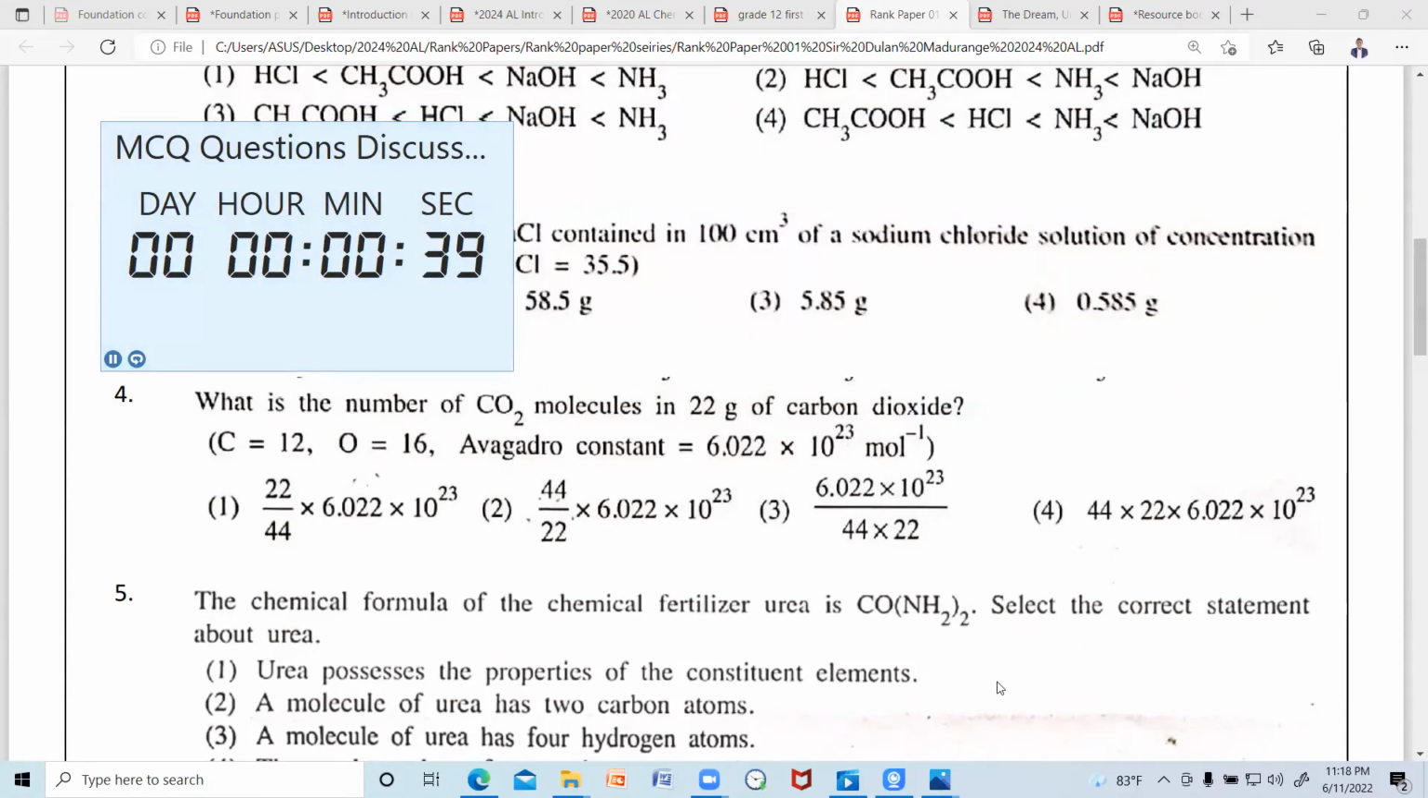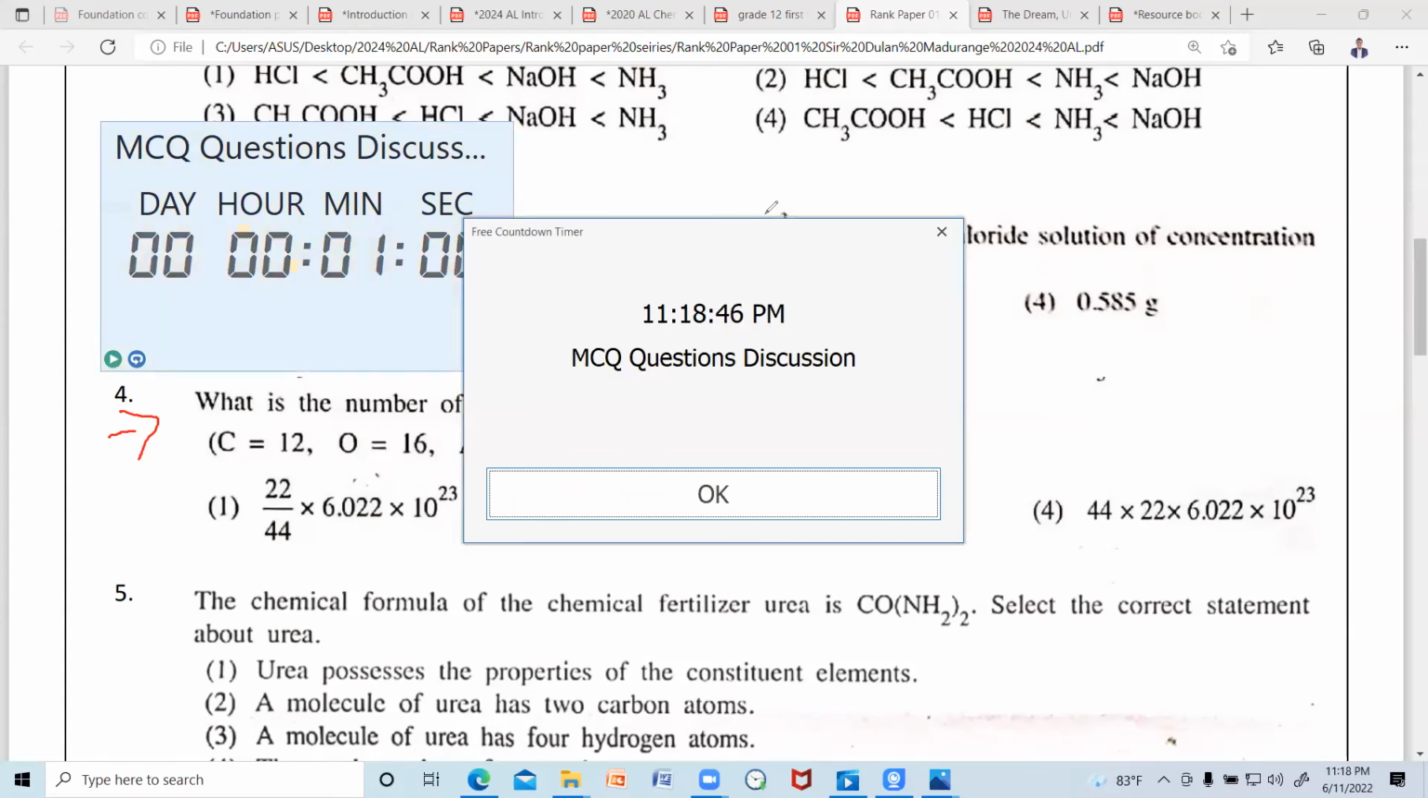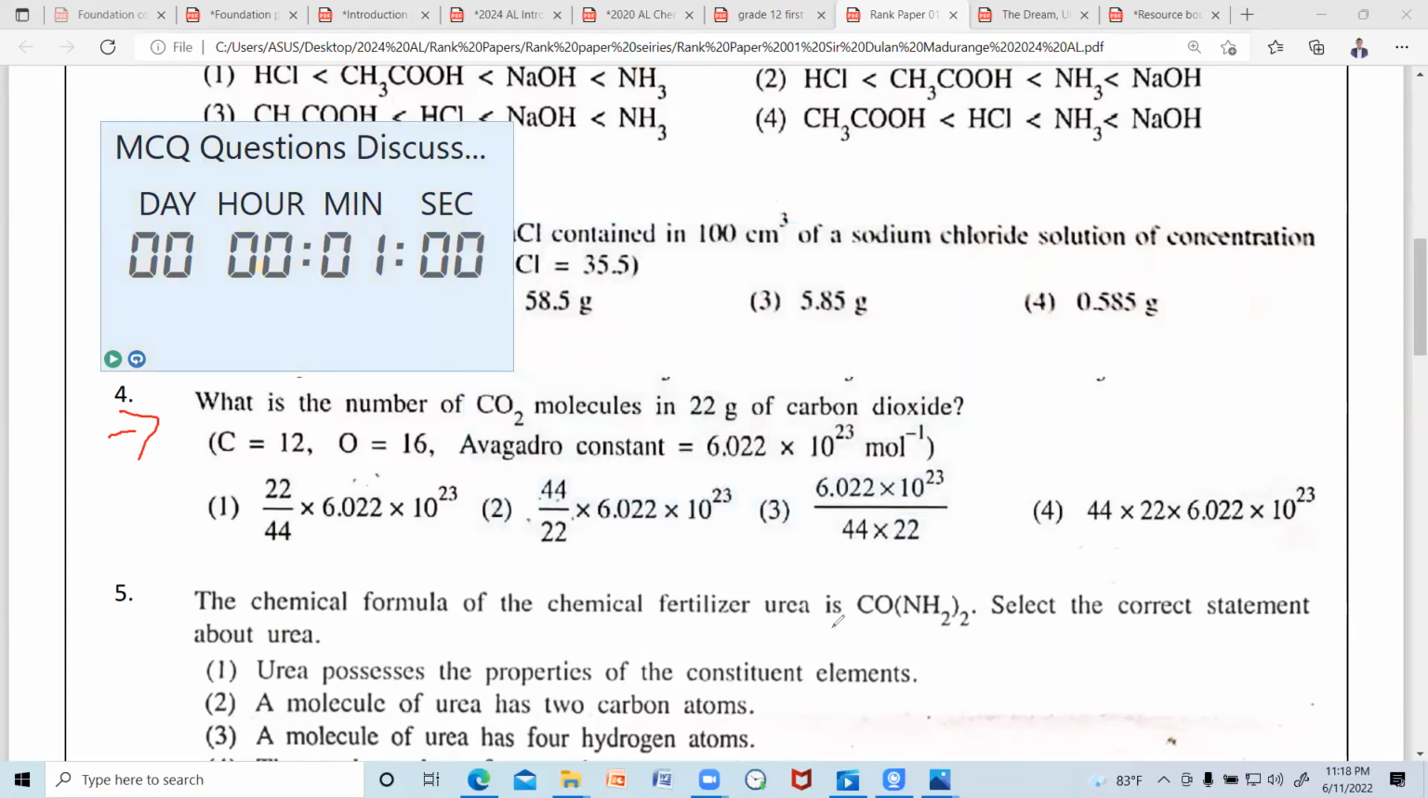Question number 4. Please send your answer. I've received answers from Senisha, your answer is correct. Metmi, your answer is correct. Sinad, your answer is correct. Dinal, your answer is correct. Present, your answer is correct. I think it's really simple. This is how we give timed questions in an online session. You can see the timing. Yes, time is over.